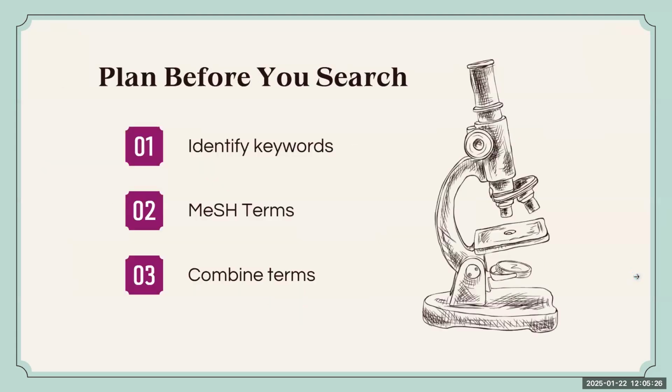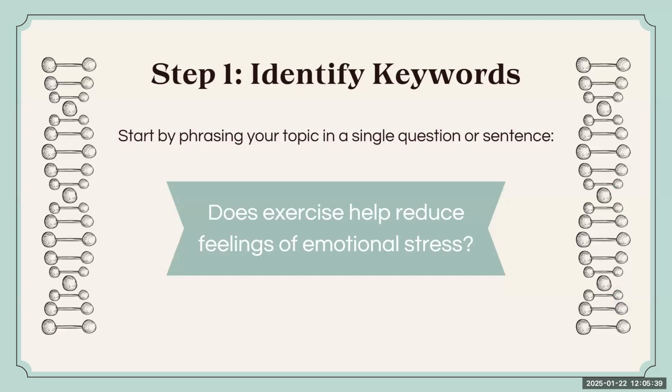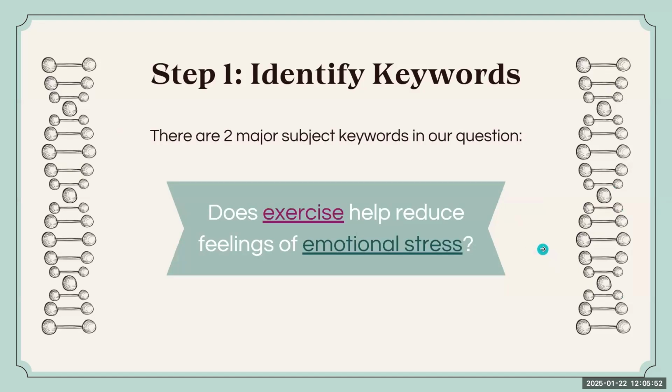Before you search, there are three things you want to do. The first is identify keywords. Second is to identify MeSH terms. And the third is to combine those terms to conduct a search. The first step is to find the keywords. I came up with just a small, general, easy to look up question to use. Ours is, does exercise help reduce feelings of emotional stress? In this question, we can find two keywords, exercise and emotional stress.